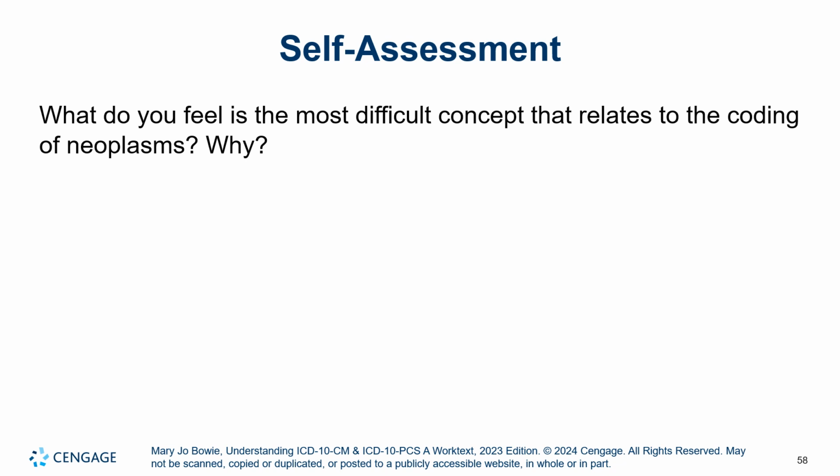All right, so we've come to the second to last slide here. What do you feel is the most difficult concept that relates to the coding of neoplasms, and why? I think the biggest hurdle for me, I don't know if it's for you guys, is just making sure when you're reading the text, you're understanding the difference between a primary and a secondary neoplasm. And if you can get that down, then the rest is easy peasy.